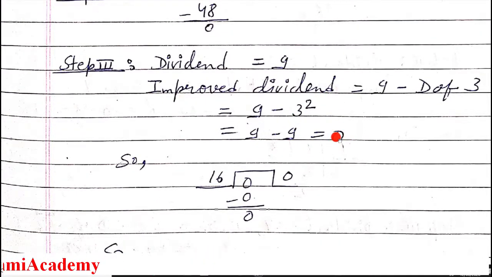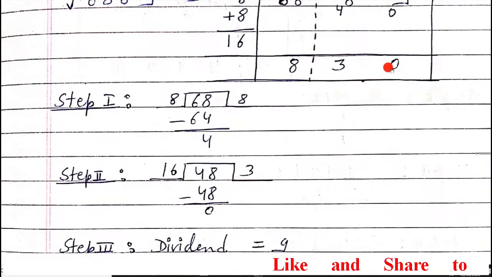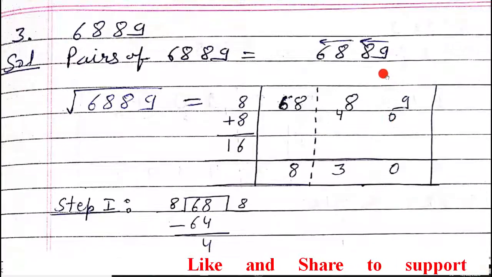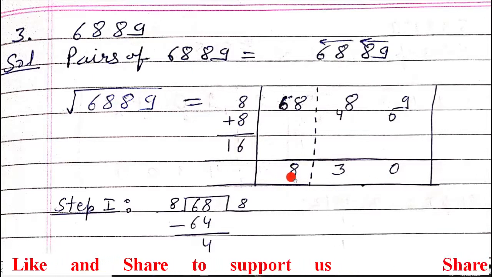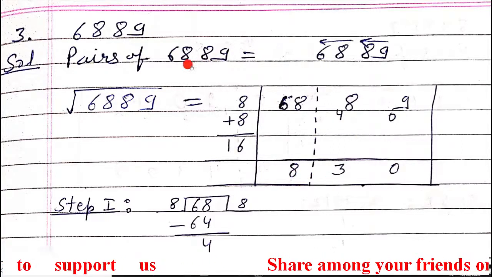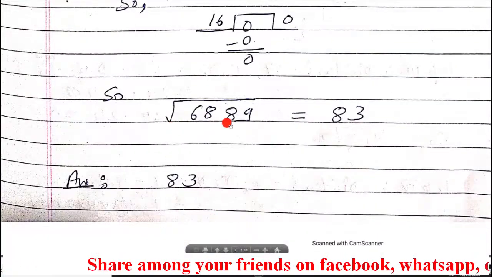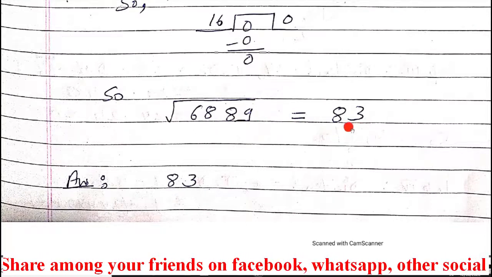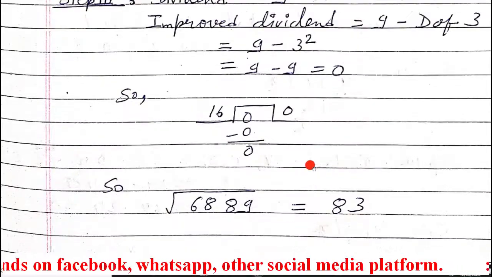Now the improved dividend is 0. So this 0 we have to divide by 16. So 16 zeros are 0. So the remainder is also 0 and the quotient is also 0. So in the table we will write here 0. Now students, we have here two pairs. That's why from the quotient, from the front, select only two numbers, that is 8 and 3, 83. So 83 is the square root of the given question. Hence write here, square root of 6889 is 83. That's our answer. Hence the first part, second part and third part are completed.